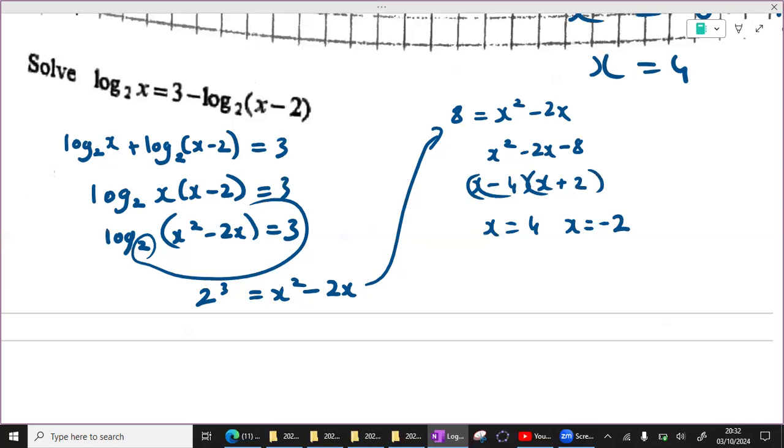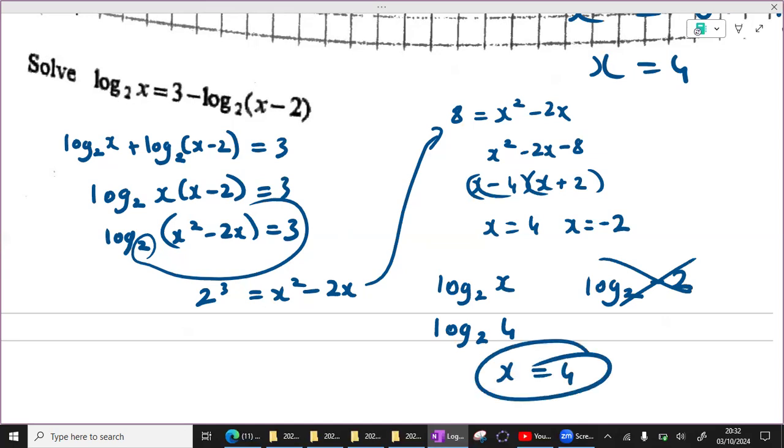Now, when I relate it back to the question, is it okay for me to have a minus? Like on the left-hand side there, it's the log of x to the base 2. So if I try and put in a 4, that would be okay. But if I was to try and put in a minus 2, that would not be okay. So for that reason, the only acceptable answer is that x is 4. And that was, as I said, worth 10 marks.